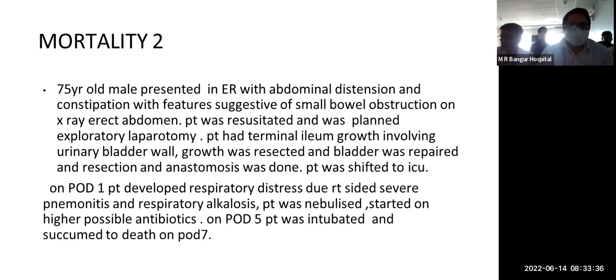Mortality 2, a 75-year-old male presented in ER with abdominal distension and constipation, with features suggestive of small bowel obstruction on X-ray erect abdomen. Patient was resuscitated and exploratory laparotomy was planned. Patient had a terminal ileal growth involving the urinary bladder wall. Growth was resected, bladder was repaired, and resection anastomosis was done. Patient was shifted to ICU. On POD 1, patient developed respiratory distress due to severe pneumonitis and respiratory alkalosis. Patient was nebulized and started on higher antibiotics. On POD 5, patient was intubated and succumbed on POD 7.